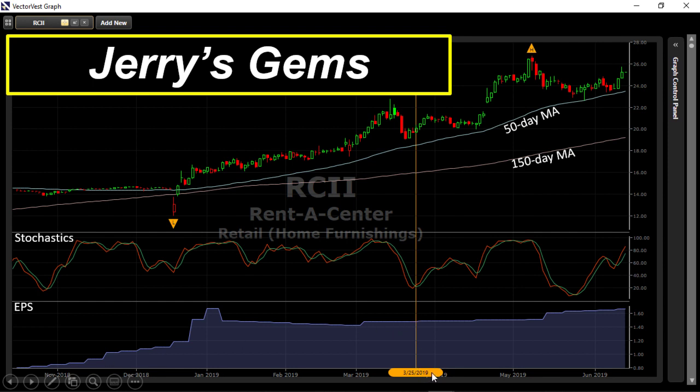March 15th of 2019 was an entry, and it was an entry because the stock was uptrending, okay? The 50-day moving average was above the 150-day moving average, and both moving averages, as you can see, are creating separation. You guys can see that separation, right? The jaws opening up.